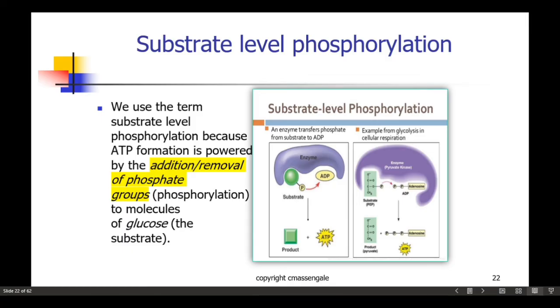ATP molecules can be generated in two ways. First is through substrate-level phosphorylation, wherein there is a direct addition of a phosphate group to an ADP molecule, forming an ATP molecule. And this is done by an enzyme. What the enzyme does is it adds a phosphate group to an ADP molecule, forming an ATP molecule, or a molecule having three phosphate groups.